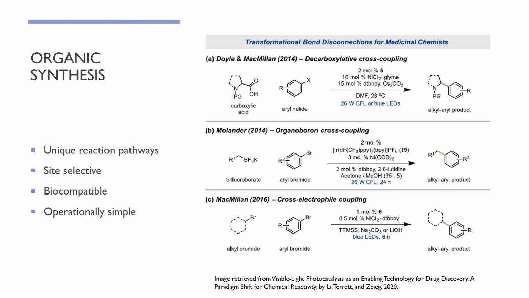One company included these three examples of the types of photoredox reactions that had the most significant impact in medicinal chemistry. So, Doyle and MacMillan in 2014 linked a carboxylic acid and an aryl halide to create an alkyl aryl product. Molander in 2014 did the same thing, only with a trifluoroborate and an aryl bromide. And then MacMillan in 2016 used an alkyl bromide and an aryl bromide to get the alkyl aryl product.